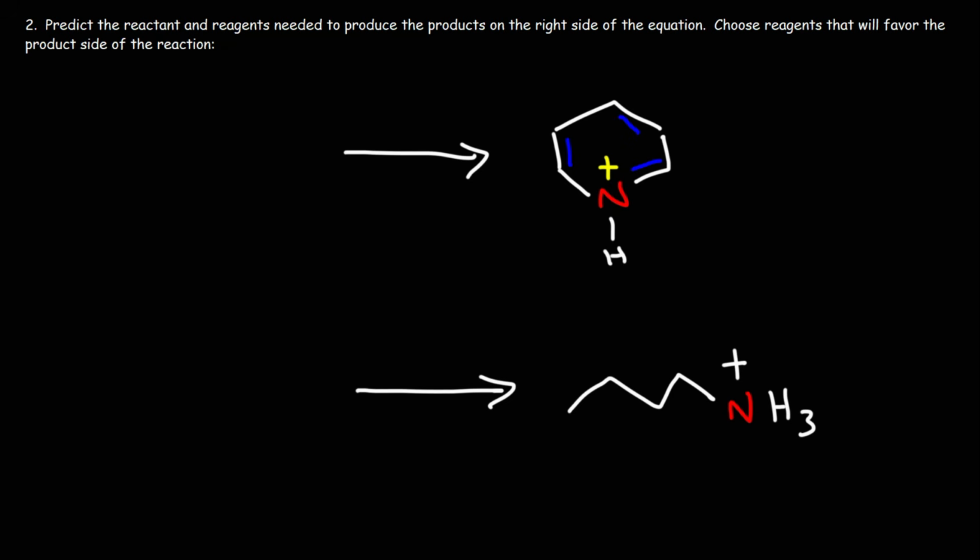Well, in this case, the products have a positive charge, so we need to add an acid to the original reactant. To find the original reactant, remove a hydrogen. Last time we added a hydrogen, this time we're going to remove one. So the starting material is going to be pyridine. And if we take away a hydrogen from the nitrogen, the starting material will be a primary amine. So now we just got to add an acid to go from the reactant to the product.